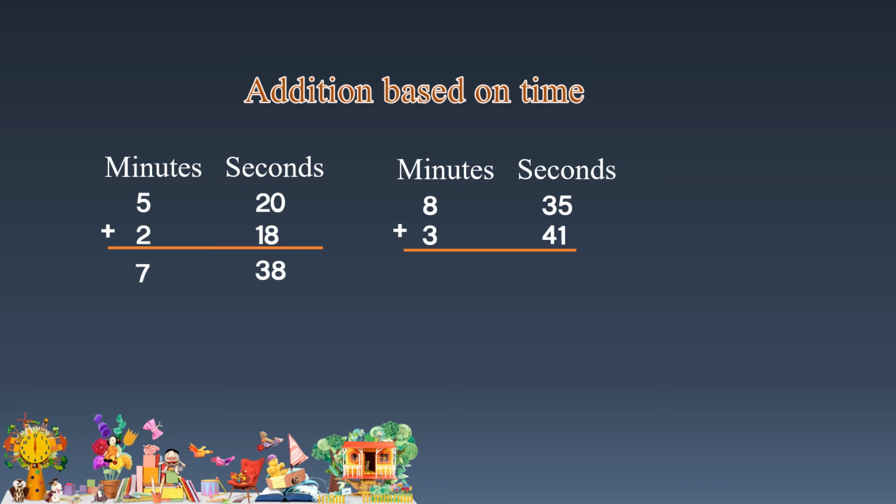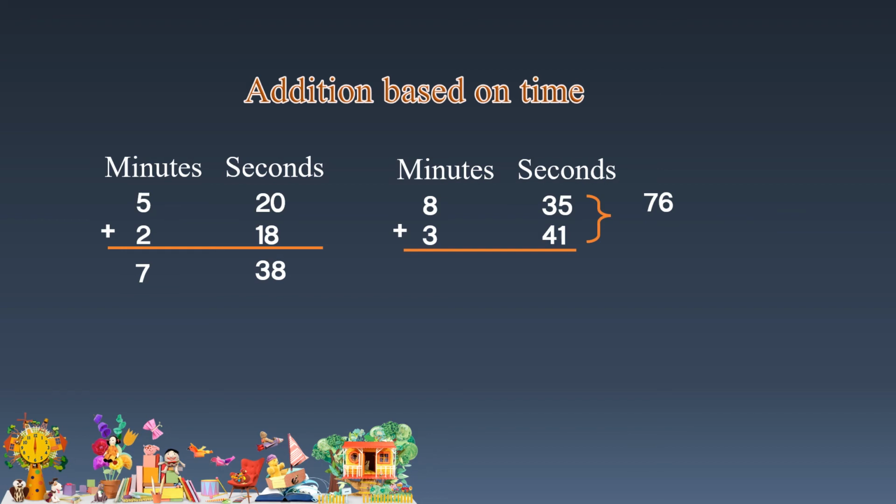So, we'll move on to the second example, that is 8 minutes 35 seconds plus 3 minutes 41 seconds. Once again, we'll start with the seconds column. 35 plus 41 is 76. So can we have 76 under seconds column? No, isn't that so? Since we have got a minutes column, we have to separate 60 from this 76 and give it to minutes column. How many 60s are there inside 76? We have got only one 60 there.